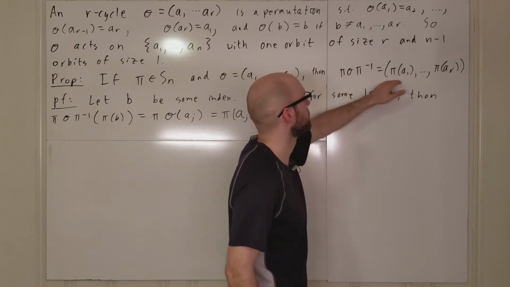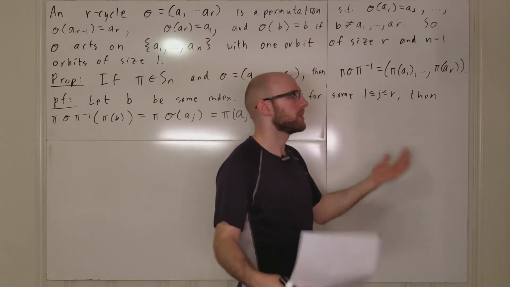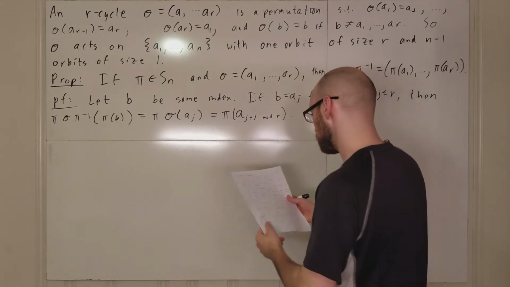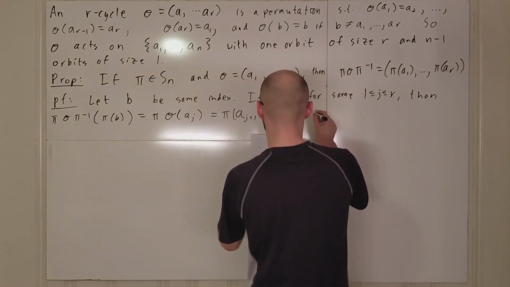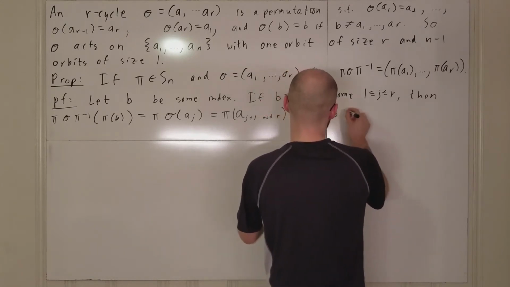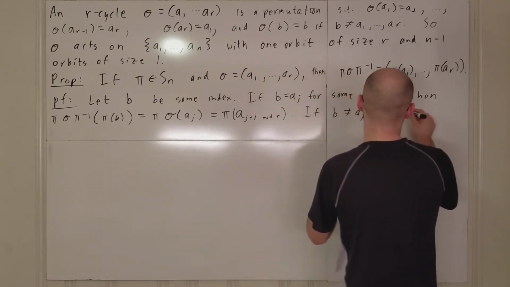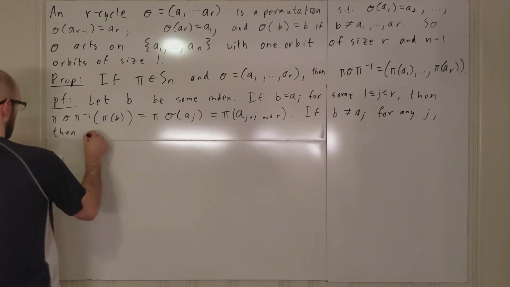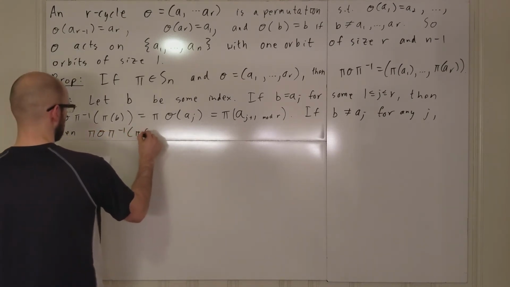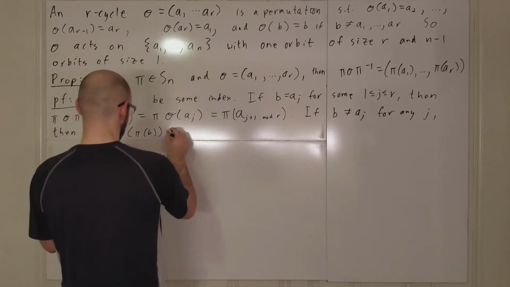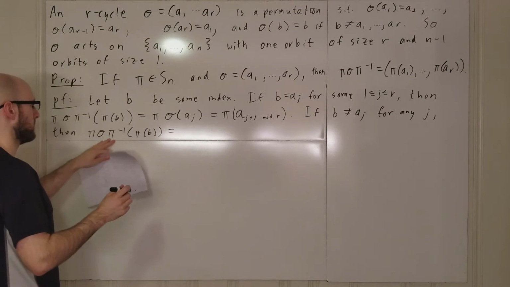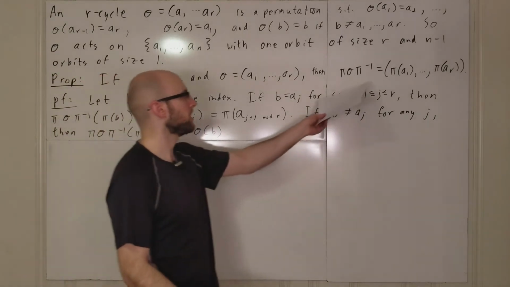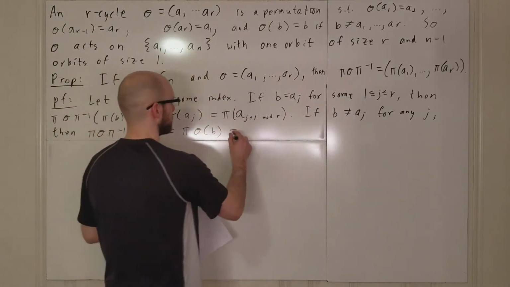So that confirms that these two permutations agree on what they do to elements of the form pi of aj, where j is between 1 and r. Okay? So if b is not equal to aj for any j between 1 and r, then pi sigma pi inverse of pi of b gives pi of sigma b, but since b is not any of the aj's, sigma doesn't do anything to b. And so this is just pi of b.